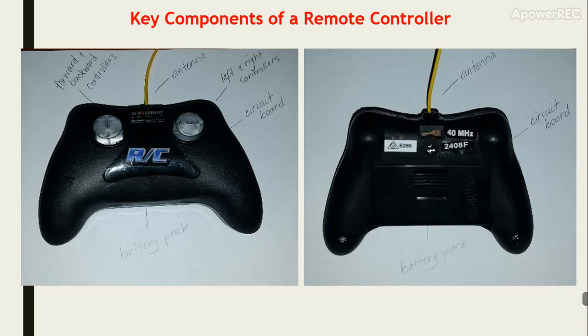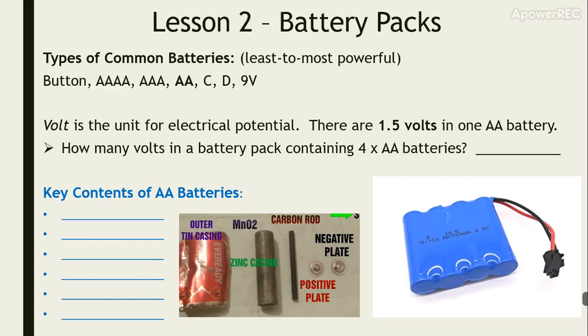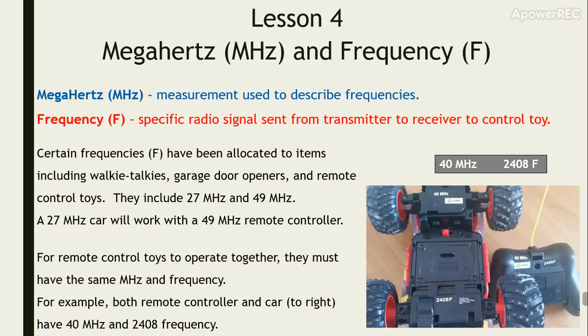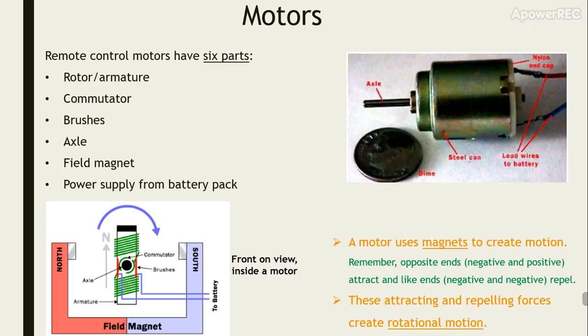Lesson 1 examined key components of the car and controller. Lesson 2 covered battery packs and how they provide power to operate the car and controller. Lesson 3 covered circuit boards and antennas, highlighting how they both connect and support electrical components and communication between car and controller. And Lesson 4 covered megahertz, frequency, and motors, examining how parts within a motor allow other components to function effectively, for example, rotating wheels.